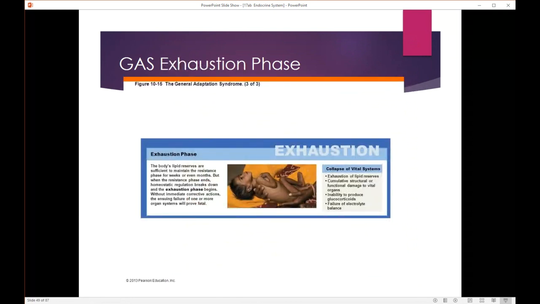Now, this is a severe exhaustion phase. This is actually someone who is starving, and so their body is under extreme stress. Okay, so at this point, the body's lipid reserves are no longer sufficient. They cannot maintain that resistance phase any further, and so we hit that exhaustion phase. So without immediate corrective actions, we're going to see failure of one or more of those organ systems, which is going to prove to be fatal.